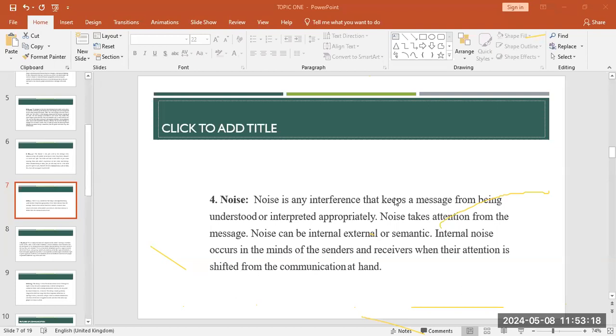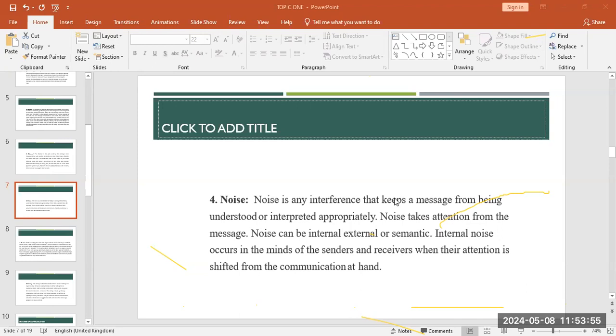And then apart from semantic noise, we also have psychological noise. Psychological noise comes in when, for example, you are thinking about other things. You are in class, but your brains are far away. Or you are thinking about something that happened early in the day. You are in class, but you cannot concentrate. Your body is in class, but your minds are very far away. That's called psychological noise.